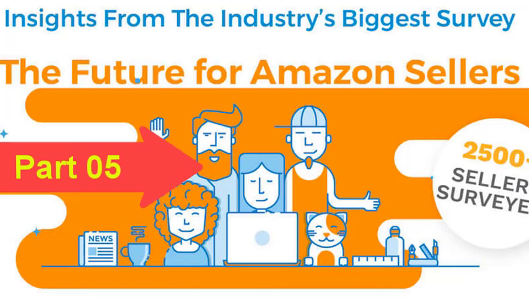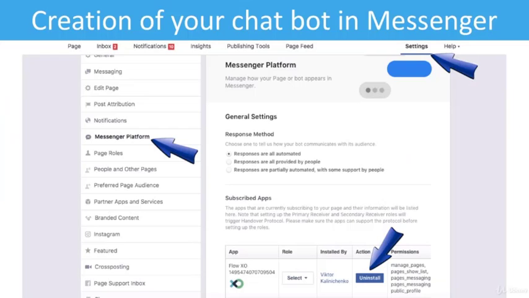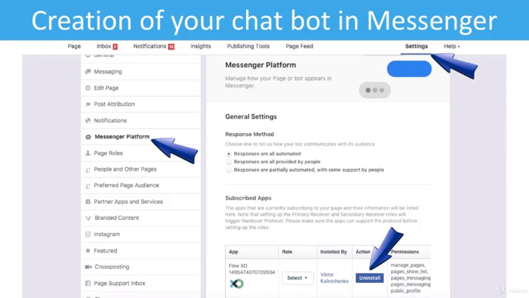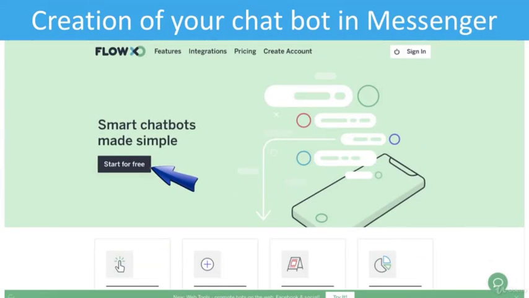to choose. Before we start, if you already connected your product's Facebook page with ManyChat and now you want to make the same settings in FlowXO, you will have to disconnect ManyChat first. To do that, you go to your Facebook page, click Settings, Messenger Platform, and click Uninstall. Now we can start our settings on FlowXO. Click on the button Start for free.